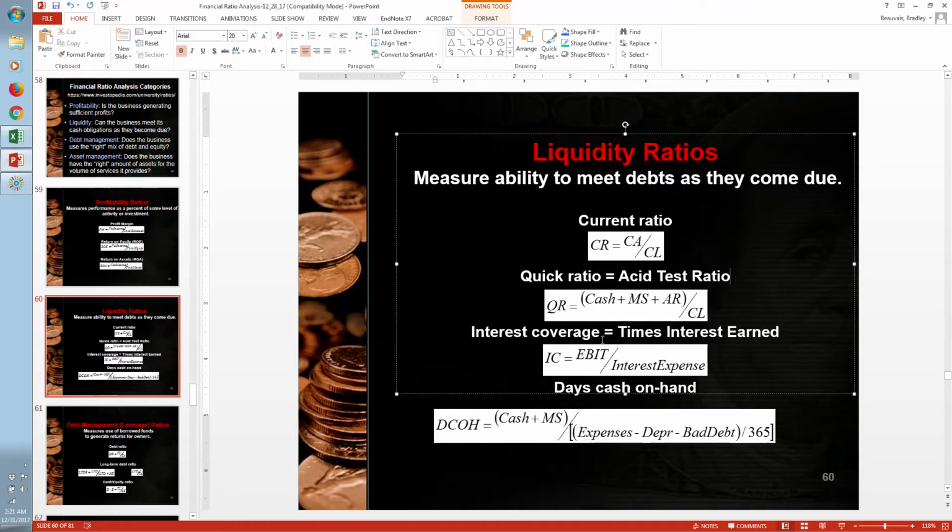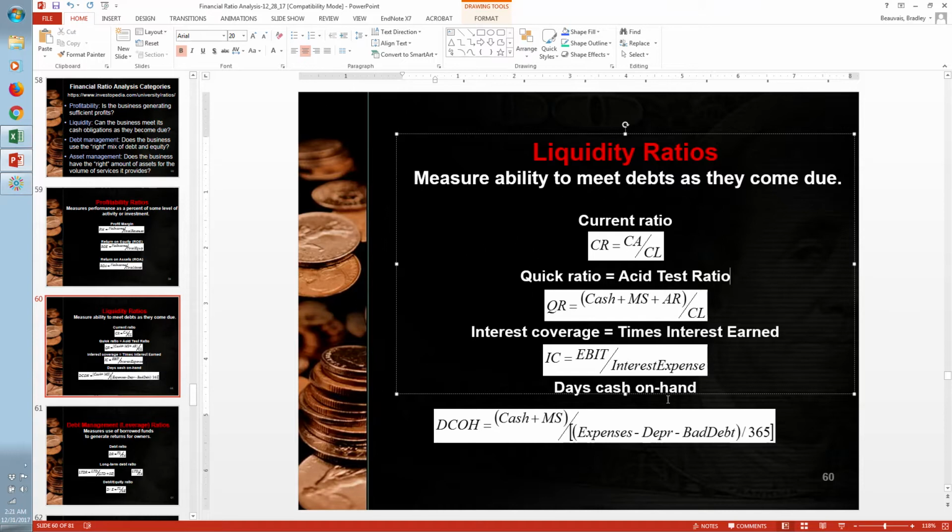The next one is interest coverage, or our times interest earned ratio. That is our earnings before interest and taxes, if you haven't seen that term EBIT before, divided by our interest expense. Essentially, how many times does earnings cover our debt service obligations, and the amount of interest that we owe on all forms of debt.